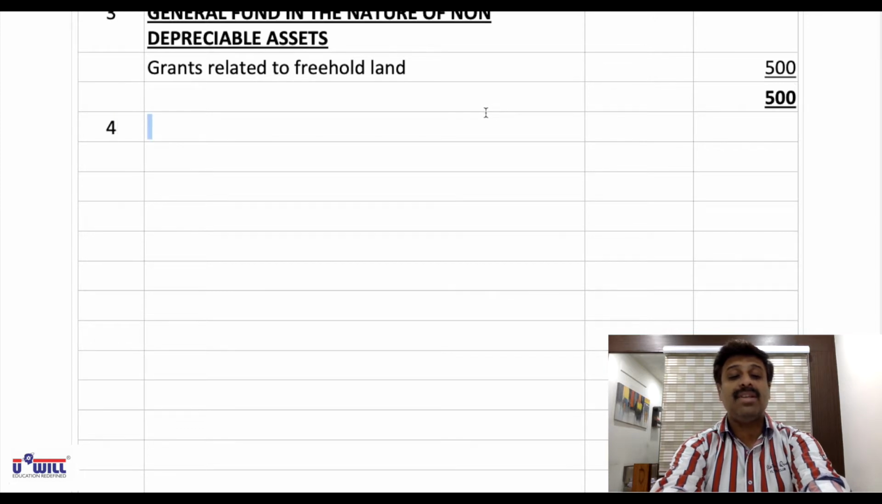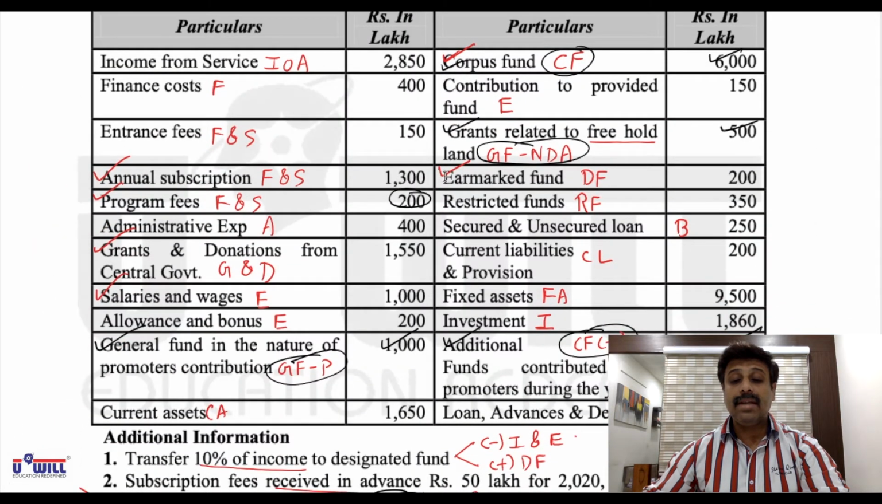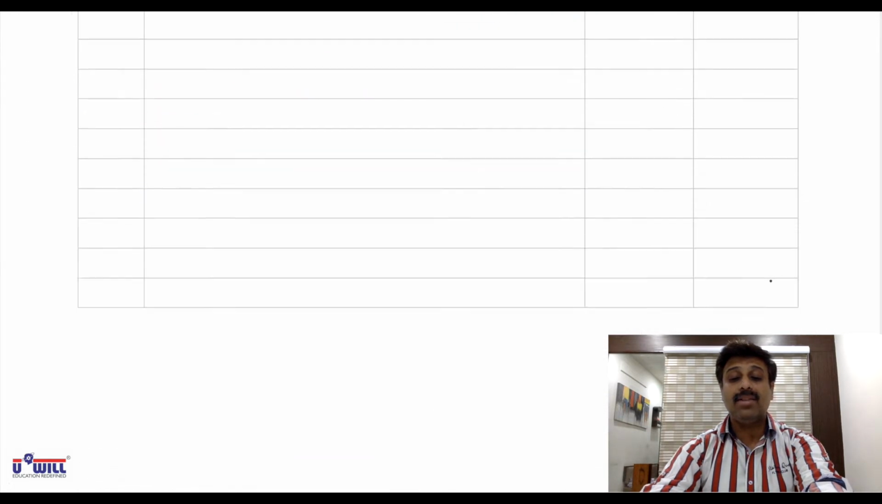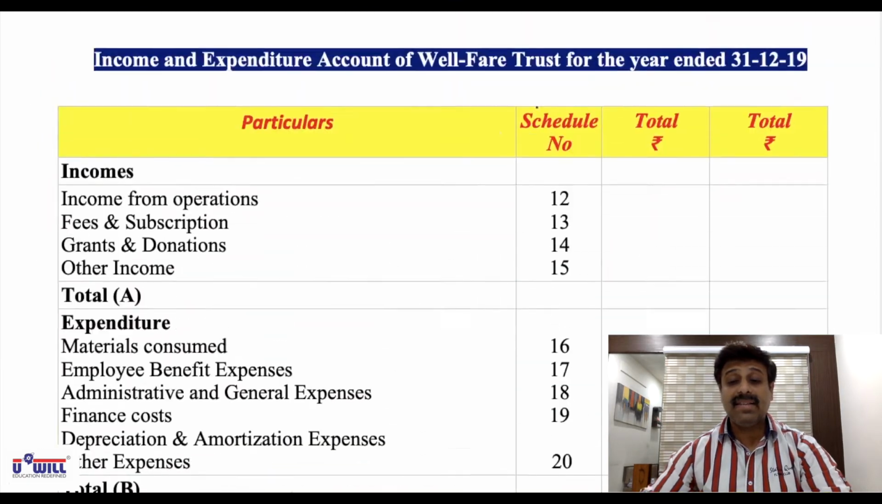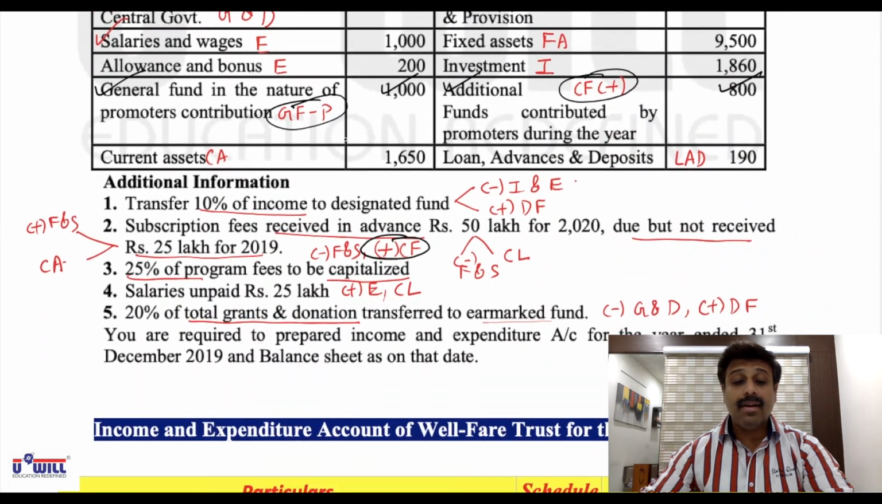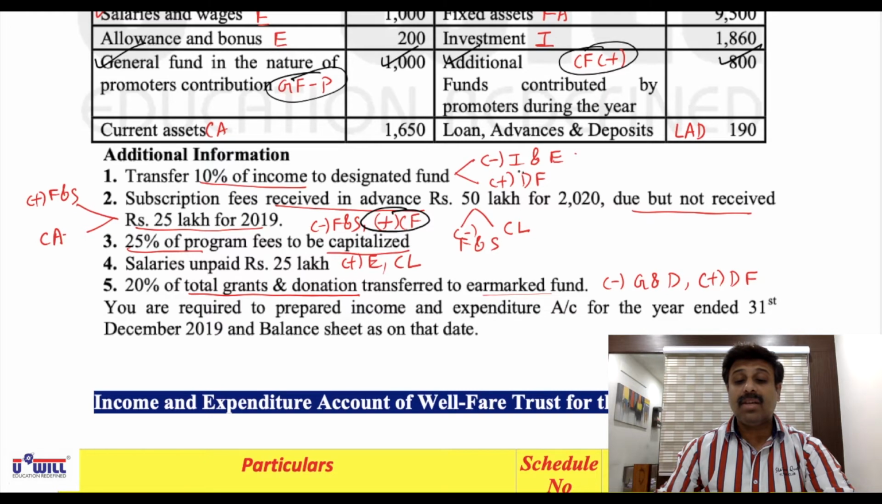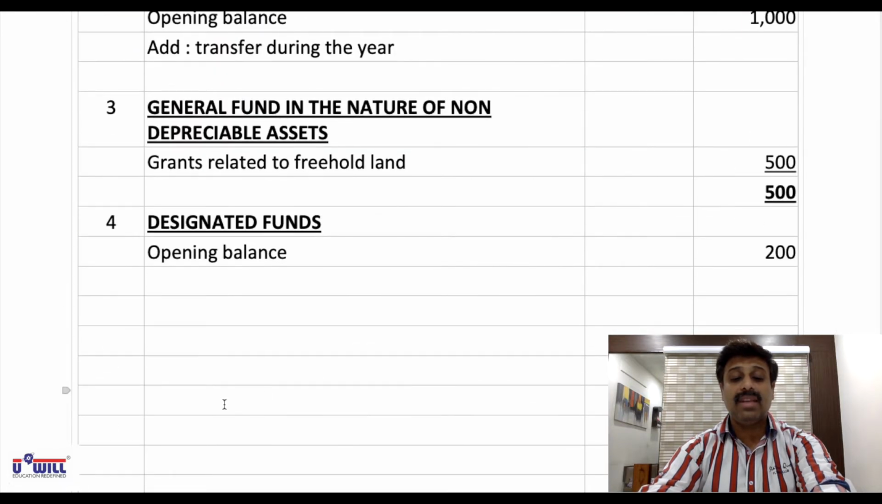Then fourth item after GFNDA we have designated funds, DF marked items. We have this earmarked fund over here, designated fund of 200 rupees. So first you write opening balance 200. Now all other items marked as DF will be taken into consideration. Left side we don't have, right side DF we don't have. Adjustment 1. Transfer 10% of income to designated fund. Amount we don't do right now. Amount we'll know after we make income and expenditure accounts. We'll leave space for that.